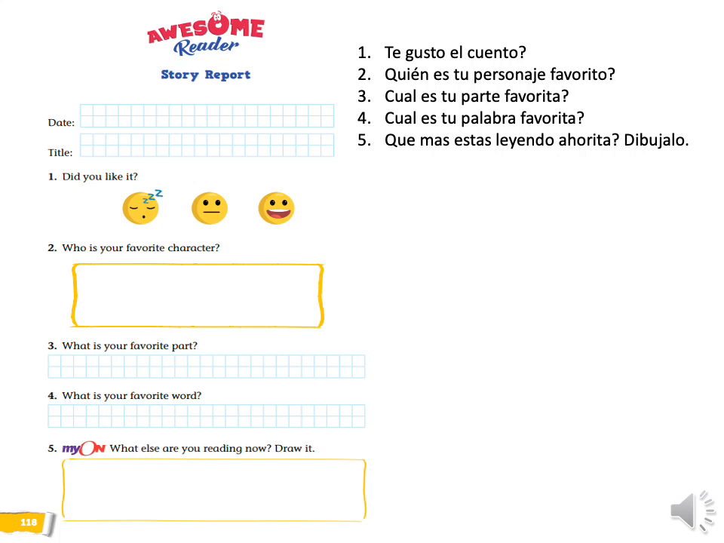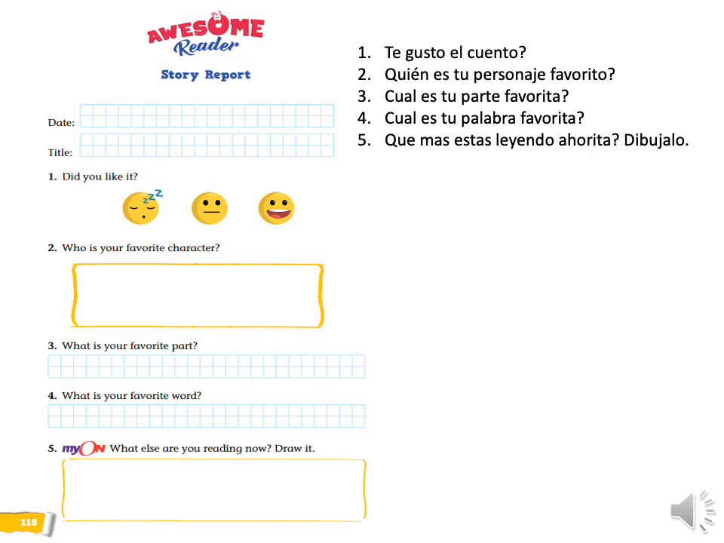Number 2. Who is your favorite character? Who was your favorite character of the story, Where Are You, Max? Maybe it was the dog, the mom, or Max. You can draw or you can write the name. Number 3. What is your favorite part? What was the part that you liked the most of the story? When he was going to school, when he found the dog, I don't know, write it in the space below.